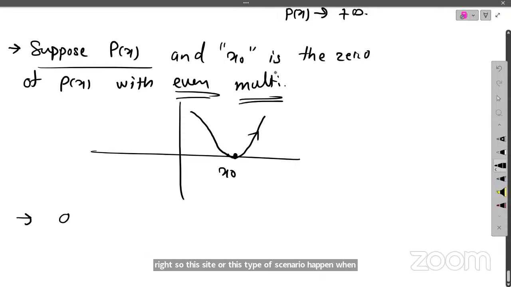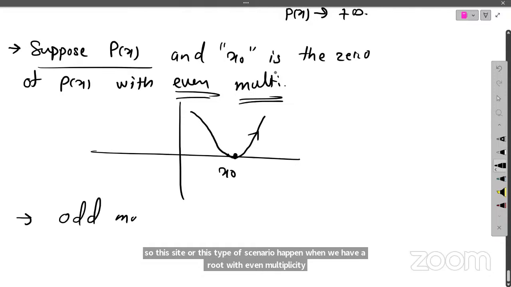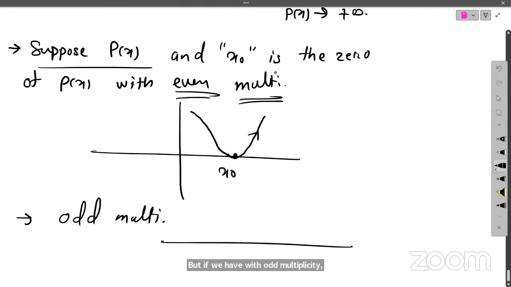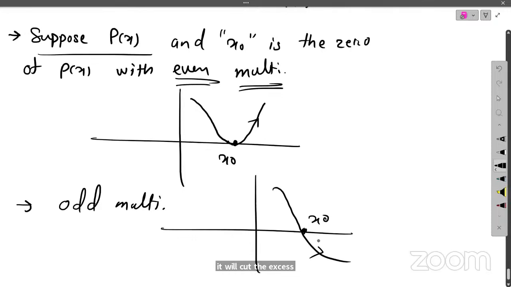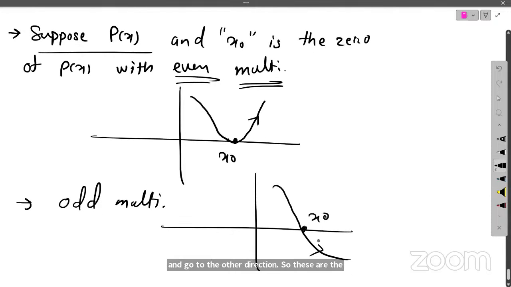But if we have odd multiplicity, the graph of the polynomial actually cuts the x-axis and goes into another direction. So that means it will cut the x-axis and go into the other direction. So these are the two scenarios that happen when we have even multiplicity or odd multiplicity. Is that fine?